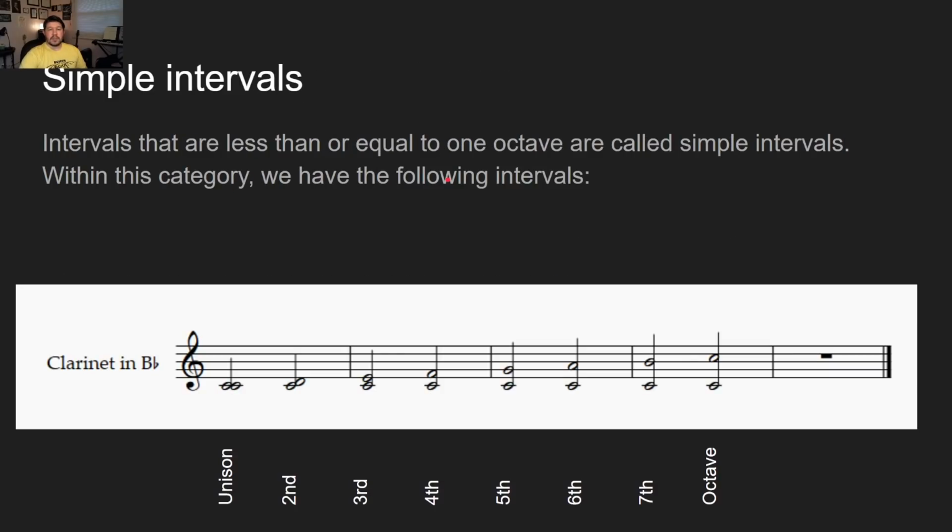So let's do a couple examples here. Let's take a look at some simple intervals. So once again, intervals that are less than or equal to 1 octave are called simple intervals. So in this category, we have the following names. Down here, that one that I showed you before, where they're on the same one, we call this unison because they are the same pitch. They are playing at the same time.